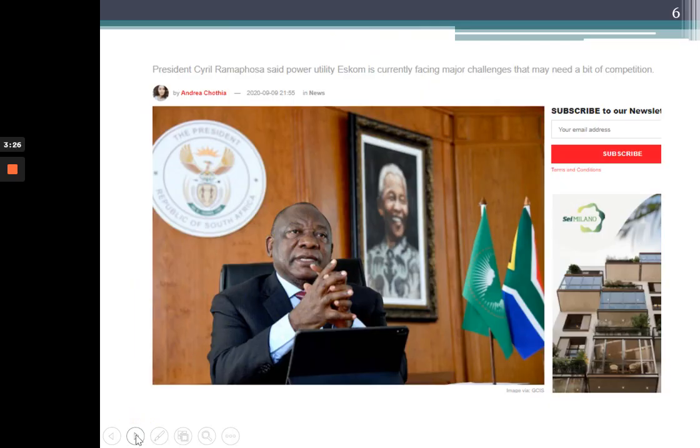We've loaded some articles about Eskom because it's topical. The latest one that I've loaded, President Ramaphosa is saying the power utility Eskom is currently facing major challenges, and he's acknowledging that it may need a bit of competition. And the previous article also talks about breaking Eskom up into different parts so that they can try and improve its efficiency. So load shedding, a very hot topic.